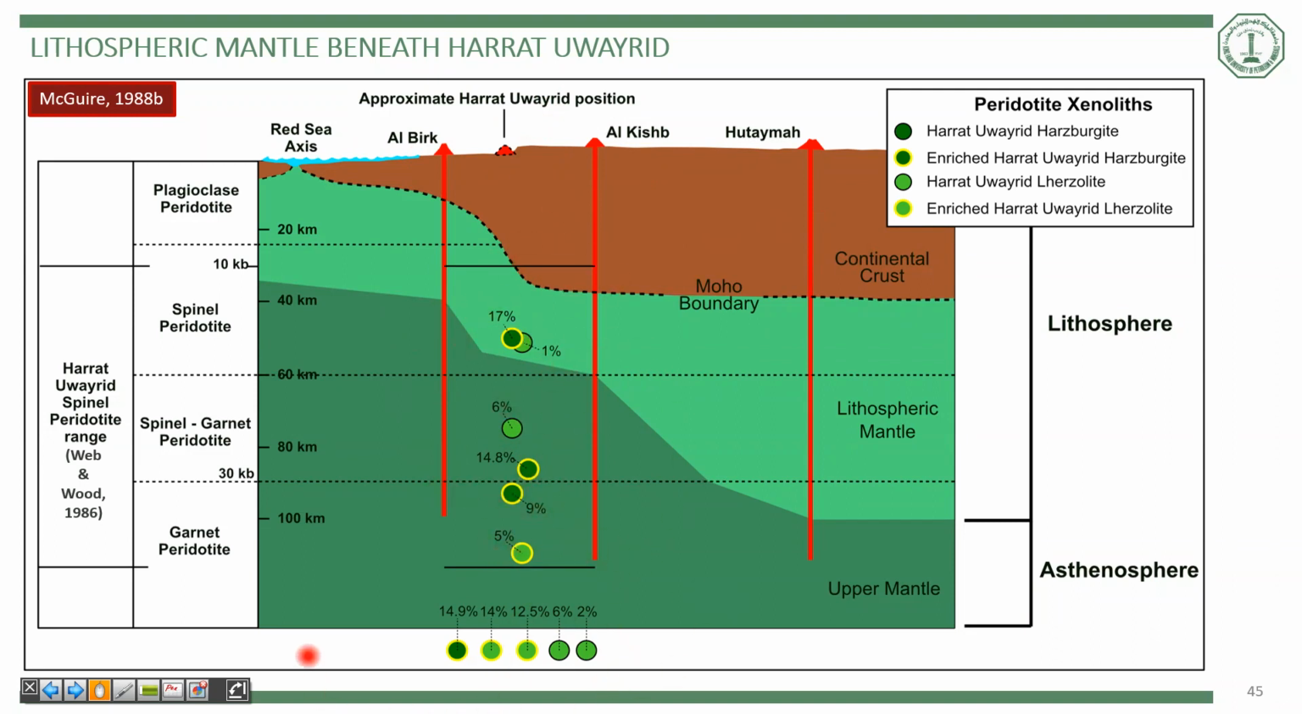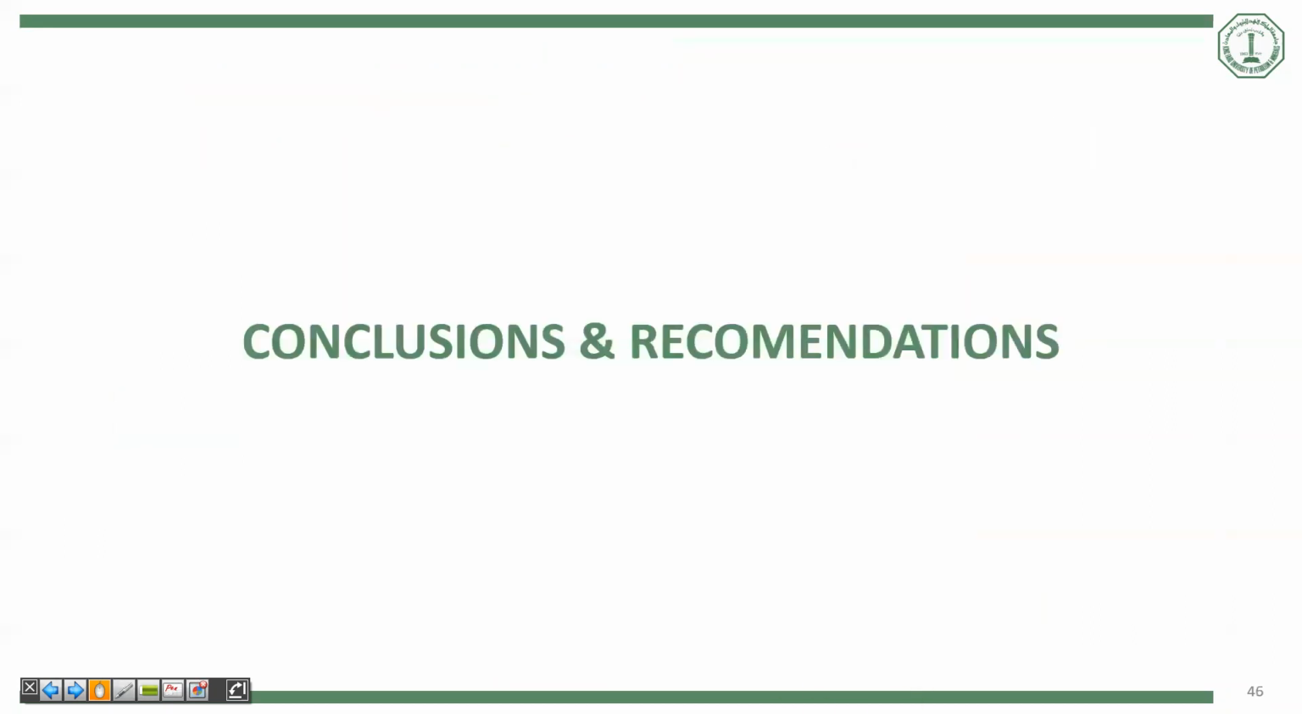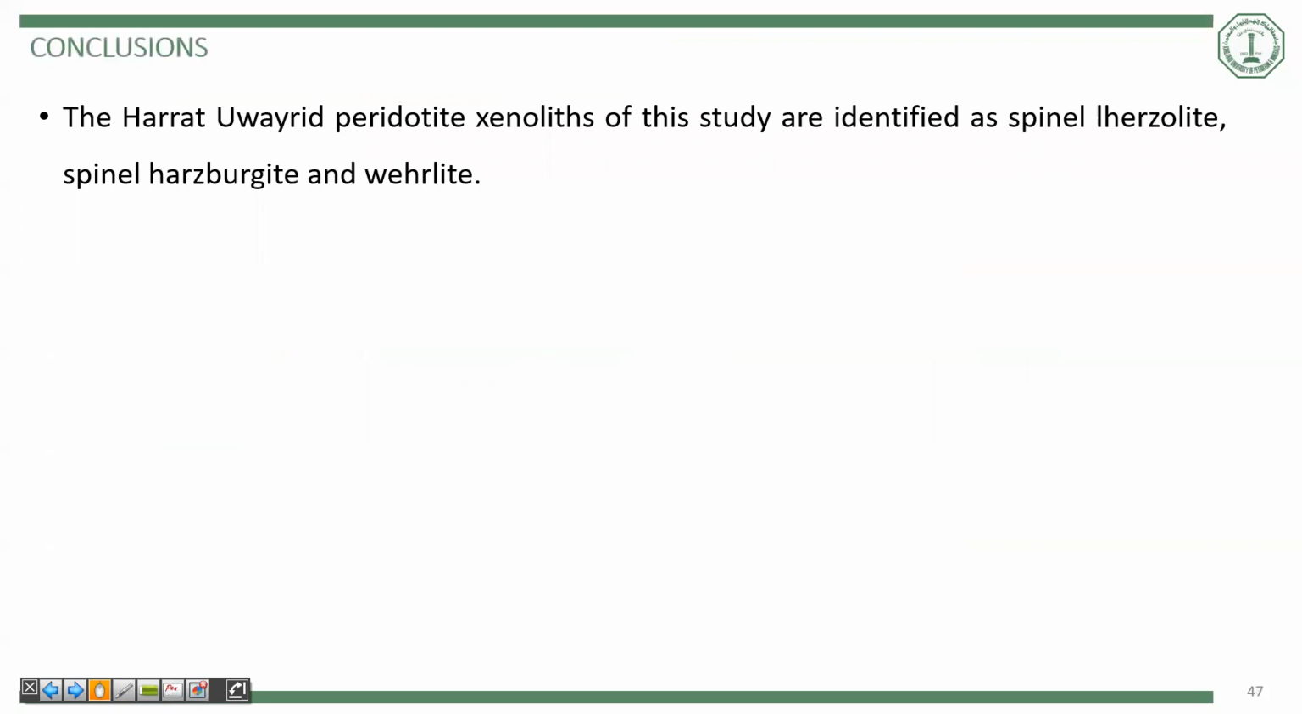The negative of peridotite xenoliths is that they are extracting random mantle fragments, so we do not know exactly where they come from, but we just try to visualize these xenoliths, and we know that they most probably took fragments from the lithospheric mantle and the upper mantle respectively. And finally, we reach the conclusion and recommendation.